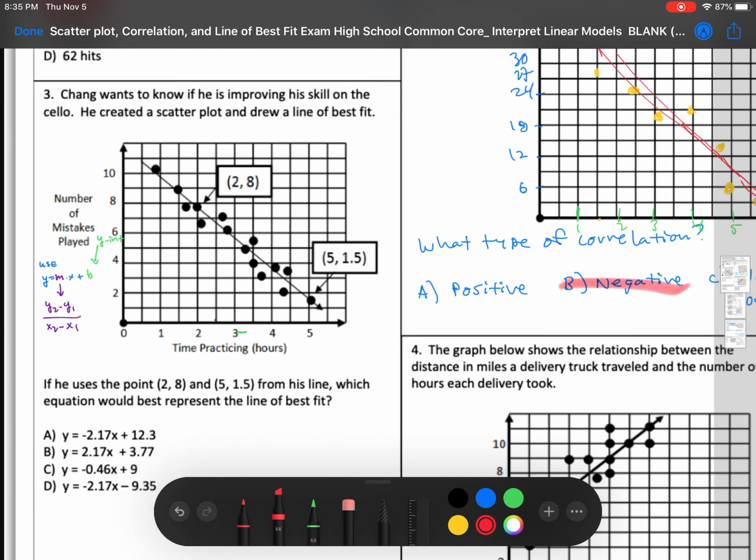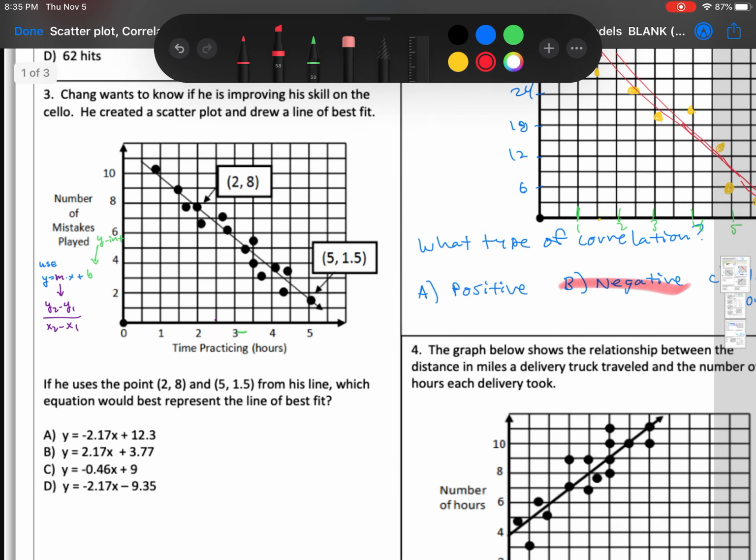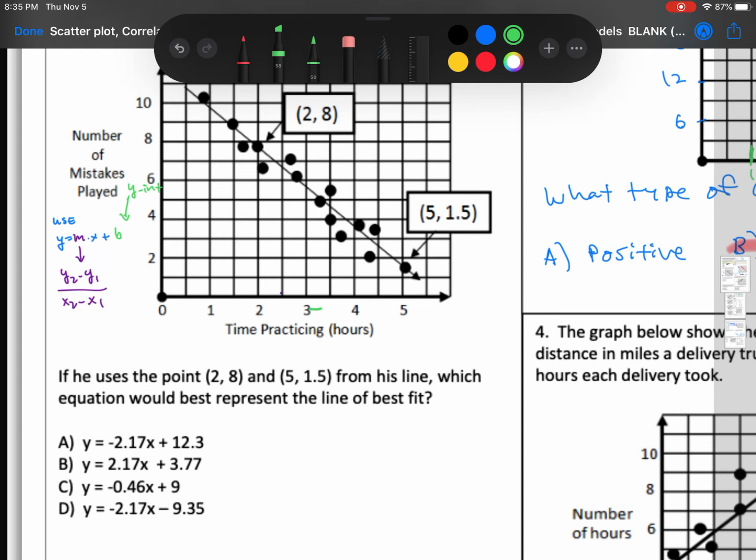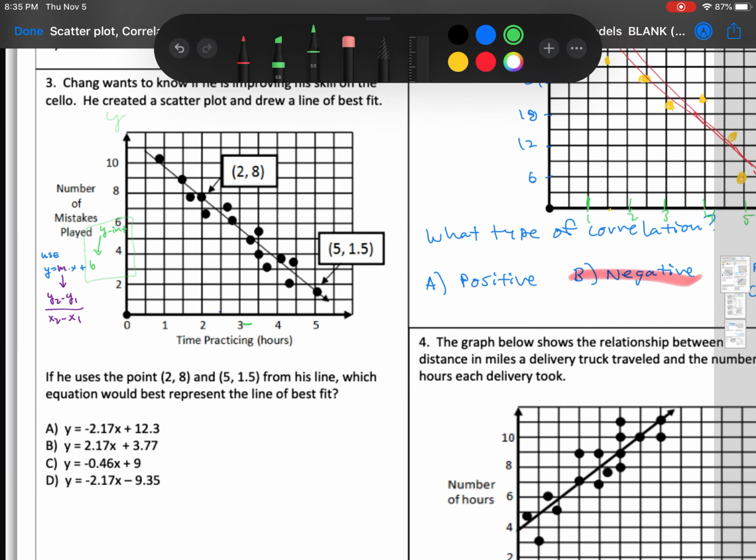Number 3. Chang wants to know if he is improving his skill on the cello. He created a scatter plot and drew a line of best fit. If he uses the points (2, 8) and (5, 1.5) from his line, which equation would represent the line of best fit? I'll give you guys a hint. The first thing I said was the y-intercept, here in green. If you look at our graph, this is the y-axis, and you're asking where it crosses. I'm going to guess somewhere near 12.